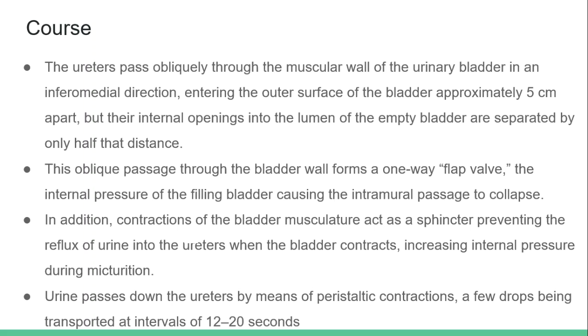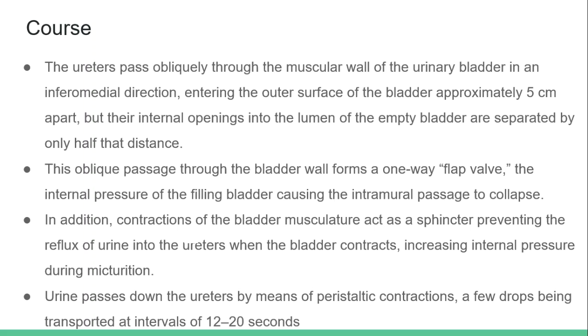The internal pressure of the filling bladder causes the intramural passage to collapse. In addition, contraction of the bladder musculature acts as a sphincter, preventing the reflux of urine into the ureters when the bladder contracts, increasing internal pressure during micturition.